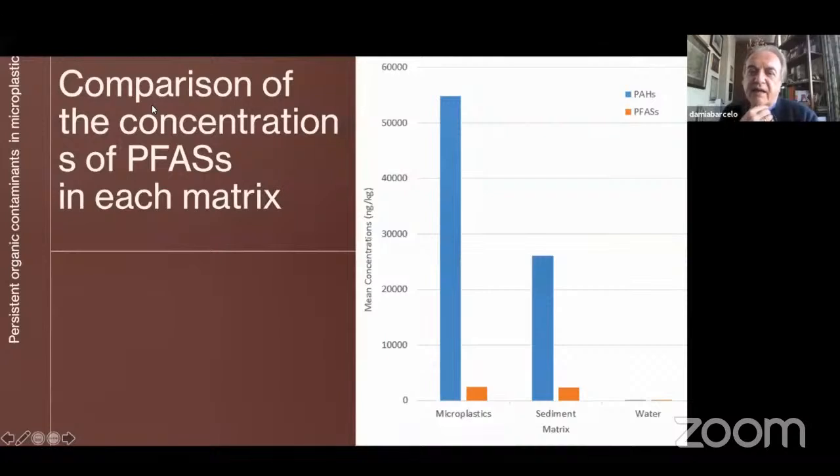If we compare then PAHs and perfluorinated chemicals, PAHs are the blue color and the brown color is perfluorinated, we can see that PAHs are certainly dominant in the microplastics. So PAHs have a high absorption capacity in the microplastics. And PAHs, as you know, some of them are carcinogenic, benzo[a]pyrene, sorry. They are well known from combustion processes, you know, in the car industry, in the oil industry.